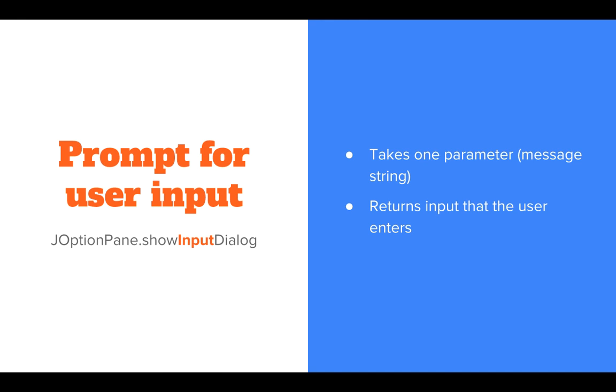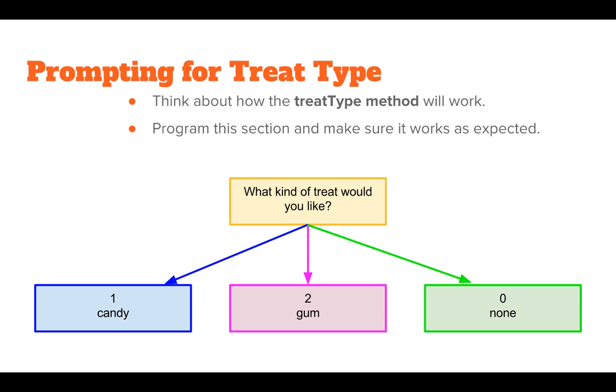So the first one we're going to look at is the prompt for user input. And that's so they can sort of put anything they want in there. So the only difference between this one and the others we're going to see is the word input in the middle. So they all have the same format, JOptionPane. You have to make sure that the J is capitalized, the O is capitalized, the P is capitalized. Then it's dot show. And then for this one, for user input, you're going to put input and then dialogue. And again, be careful with capitalization. You take one parameter, and it's a string message, and then you're going to return the user input that they enter. So it's pretty quick and easy.